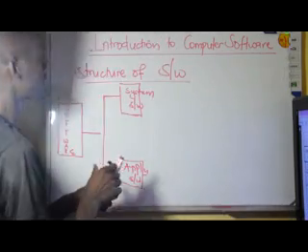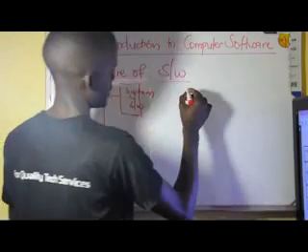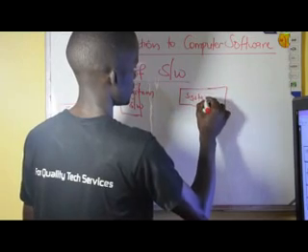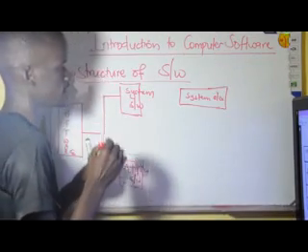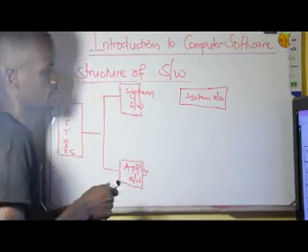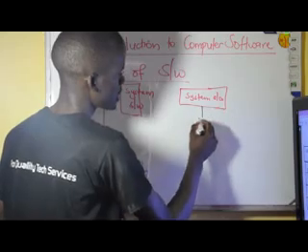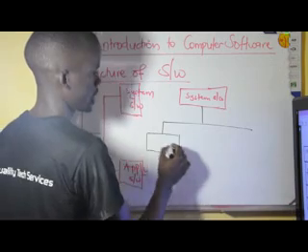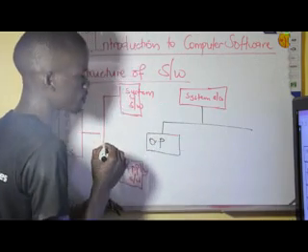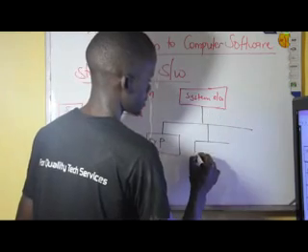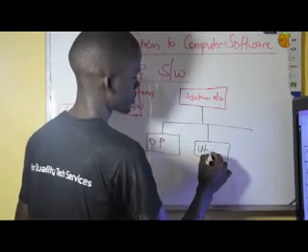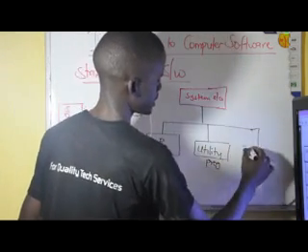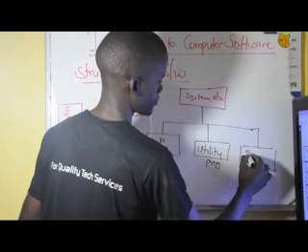If we take the system software, it is then subcategorized into three main components. One is the operating system. Two is the utility programs. And lastly, we have the programming languages.